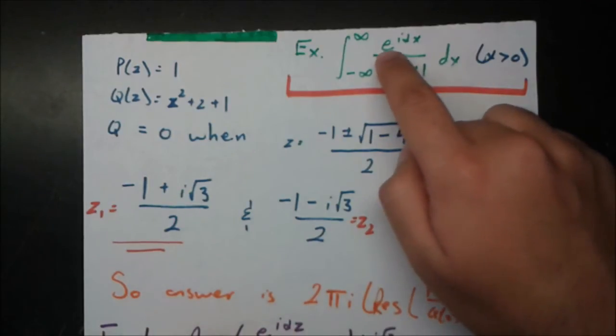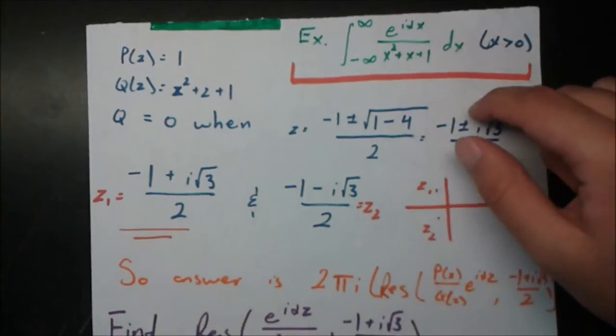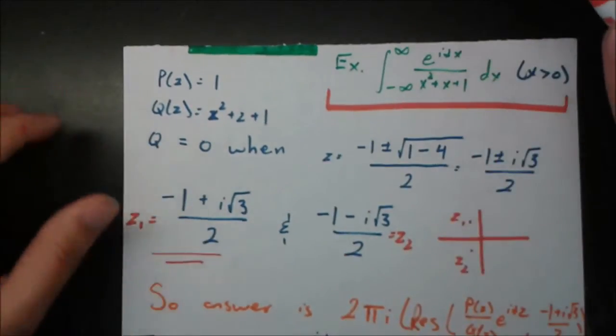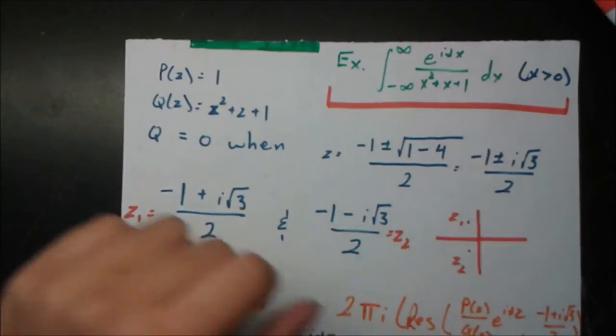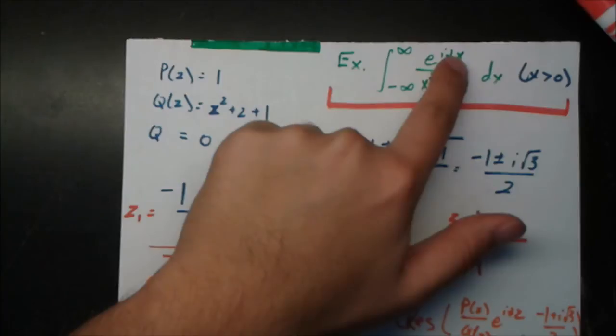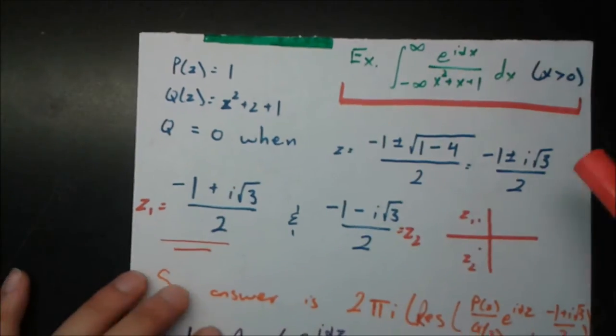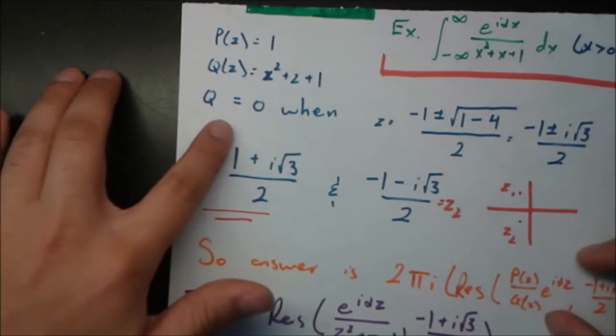Because this has an e to the i alpha x. This has an i right here. So it doesn't necessarily have to be a real integral in the end. We'll find that it's actually not. So the first thing to do is identify the P of z, which is 1. Q of z is the denominator. And we have this e to the i alpha x, or e to the i alpha z, as we had before. Okay, so now we have to find when Q is 0.